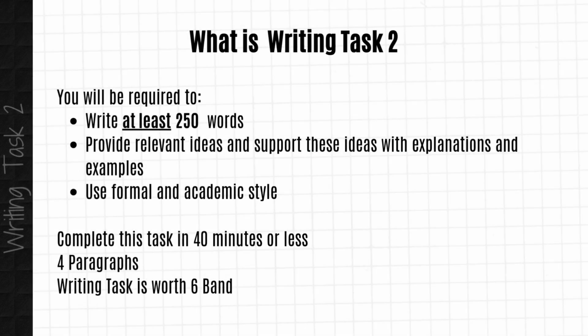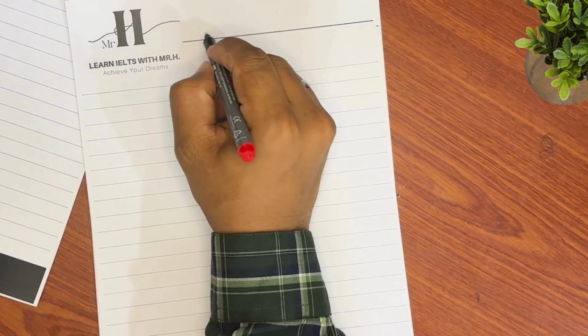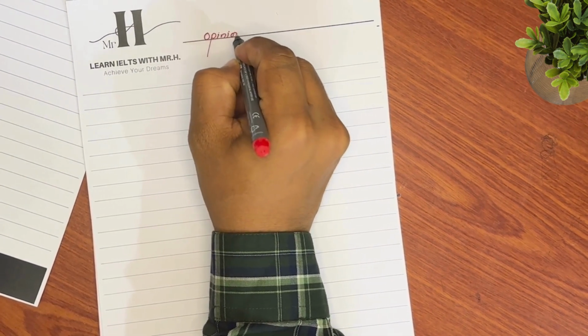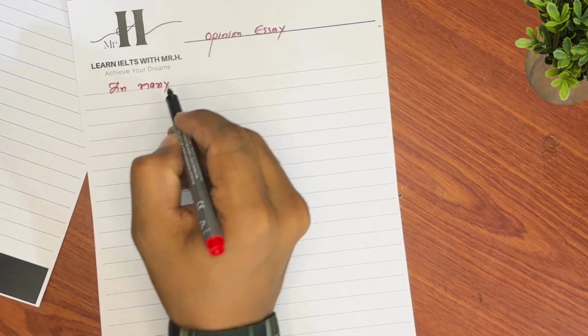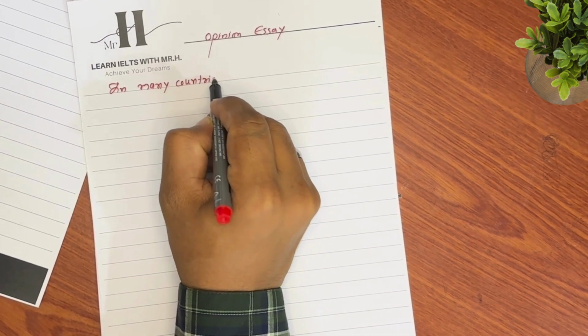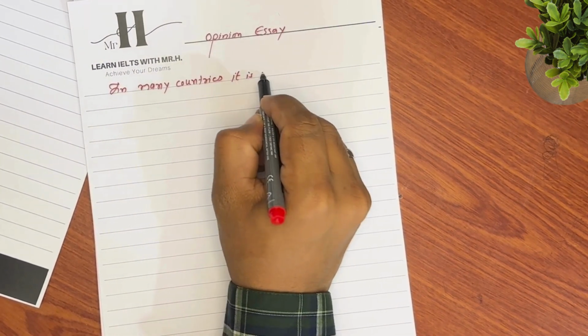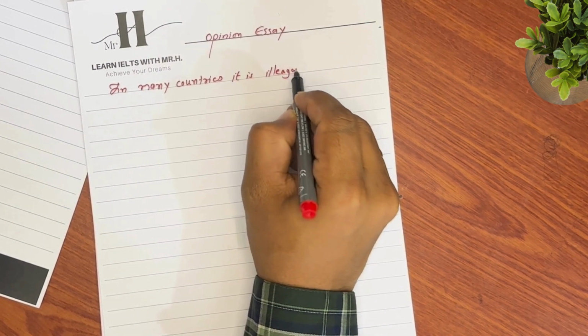Before we jump onto the question, let me put across some light on the fundamentals of task 2. Here you are expected to write 250 words. You also need to provide relevant ideas and support these ideas with explanations and examples. You are expected to use a formal and academic style of writing. Let's take up the question.